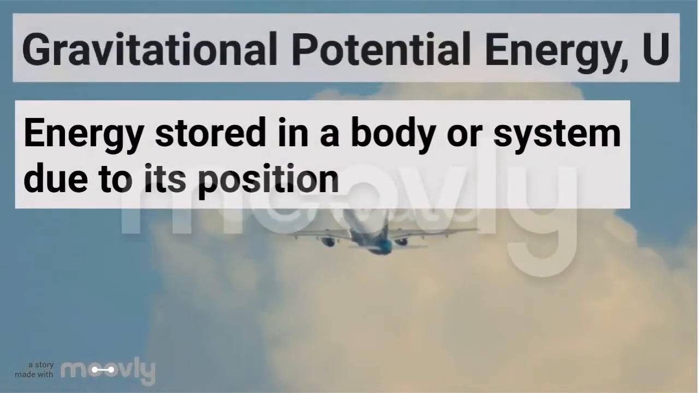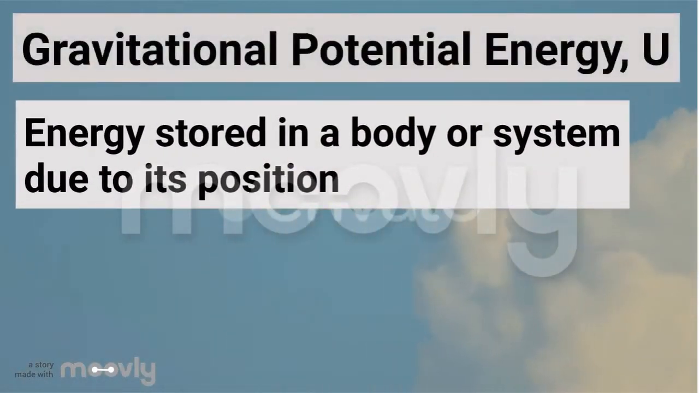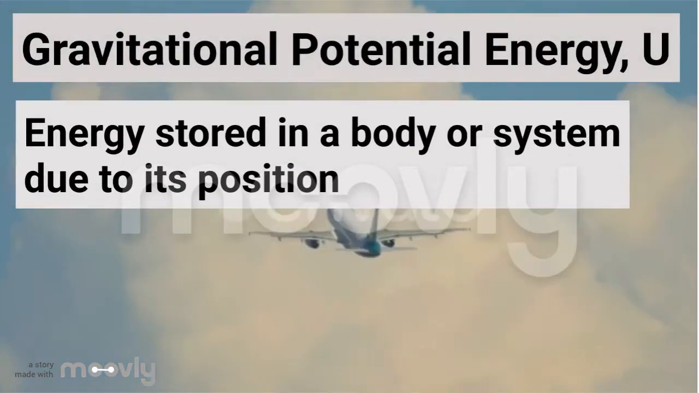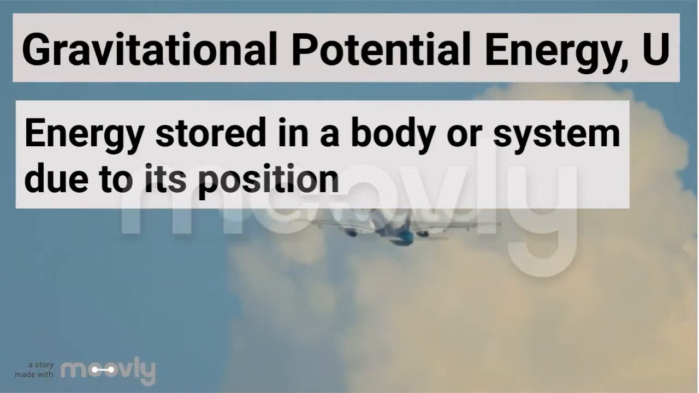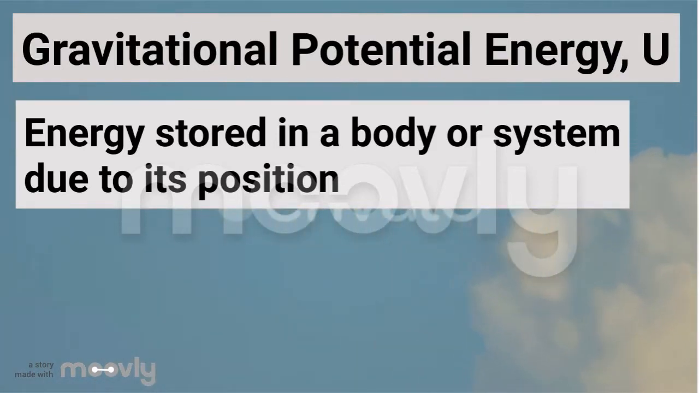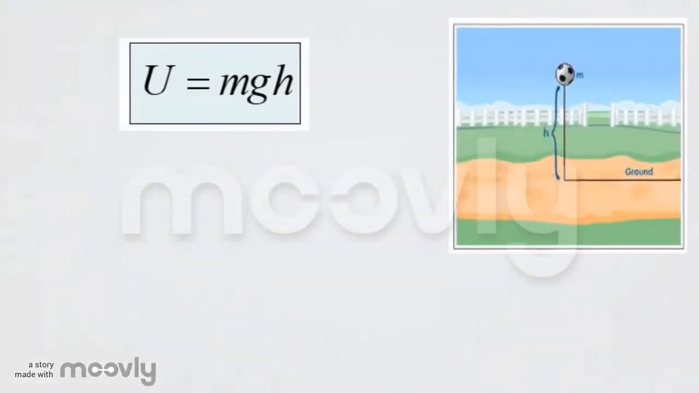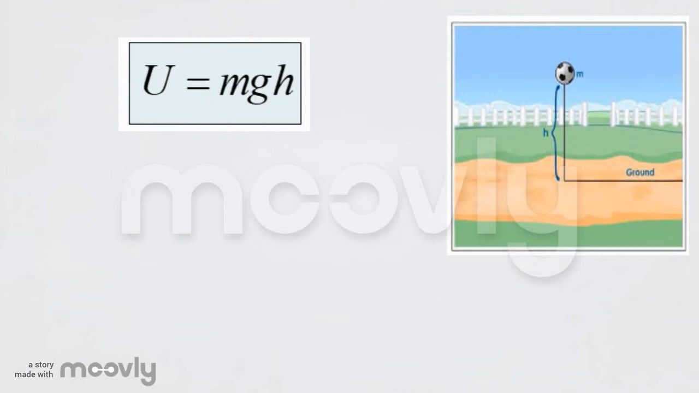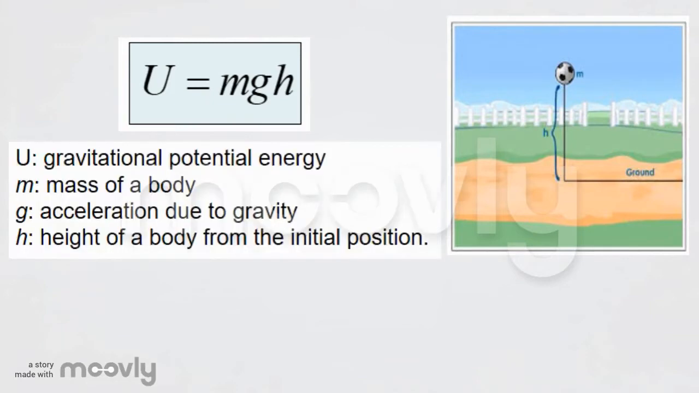The next type of energy is the gravitational potential energy, which you can write down as the symbol capital U. It's the energy stored in a body or a system due to its position. You can calculate the gravitational potential energy using the equation U equals mgh, where m is the mass of the body in kilograms, g is the acceleration due to gravity, that's equal to 9.81 meters per second squared, and h is the height of the body from the initial position.